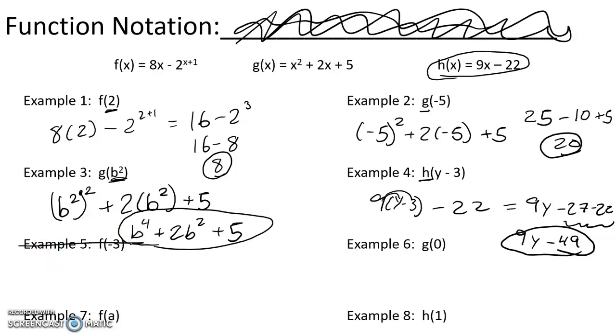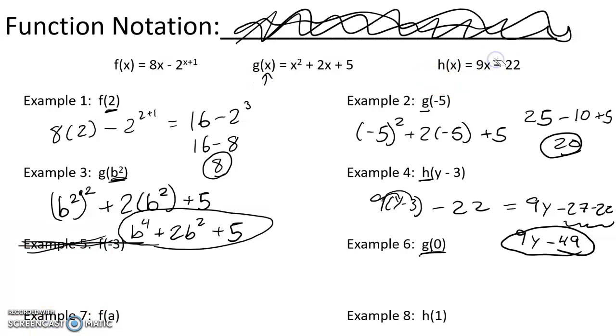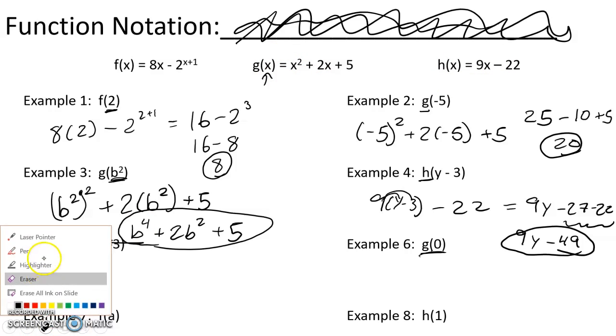Example 5, we'll just go ahead and skip that one. I wouldn't worry about doing that one at all. g of 0. So again, we're going back to this equation right up here. Actually, I'm going to go ahead and erase this. We're going back to this equation right here.